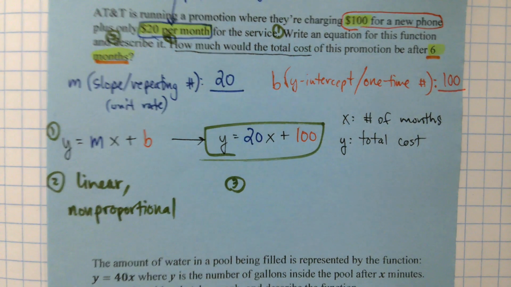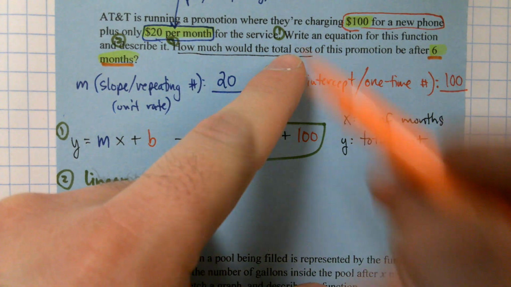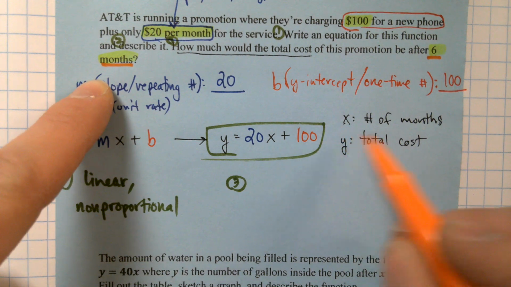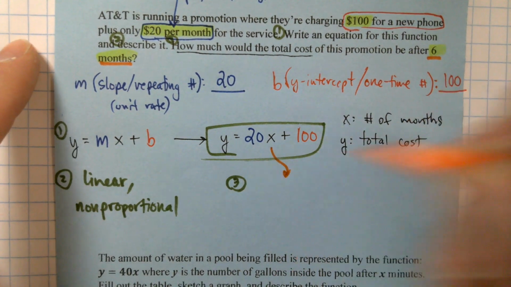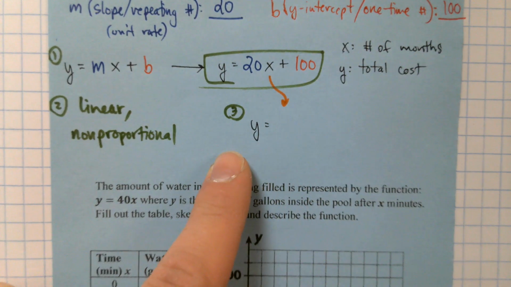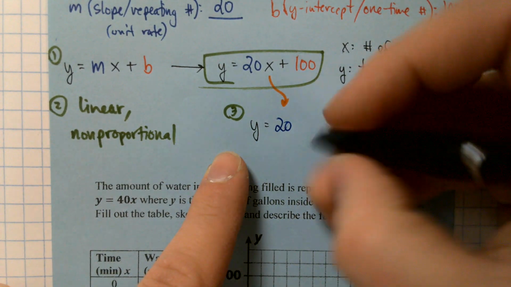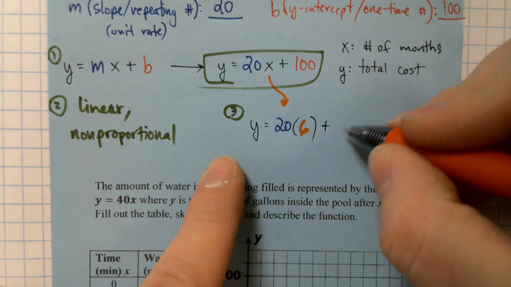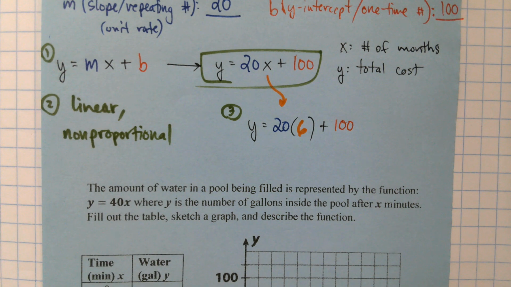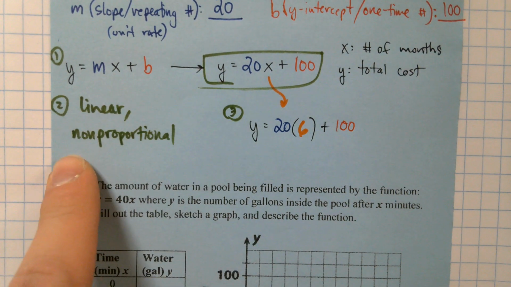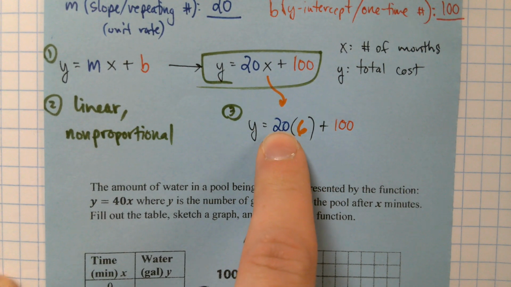6 months. And I want to know the total cost. So I don't know the cost. I don't know y. But I do know the months, which is my x. So just like when we were evaluating functions, I'm going to plug in 6 for x, and I'm just going to solve. Just like that. So this is like a combination of all the lessons that we've talked about. We're writing the function, we're describing the function, we're evaluating the function.